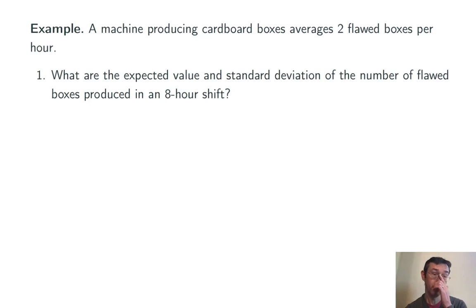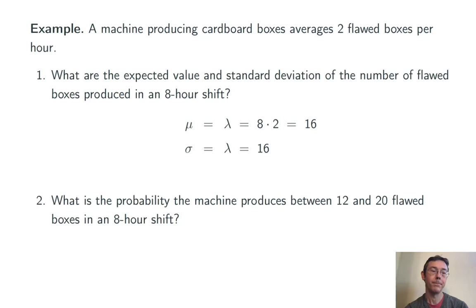Let's do one more example. A machine producing cardboard boxes averages 2 flawed boxes per hour. First of all, let's find the expected value and standard deviation of the number of flawed boxes produced in an 8-hour shift. So basically we need to find lambda for the period of time corresponding to 8 hours. Well, we know the average number of flawed boxes per hour. We have 8 hours here, so we're going to do 2 times 8 to get 16. That's our lambda, so that's going to be our expected value and the variance for this distribution.